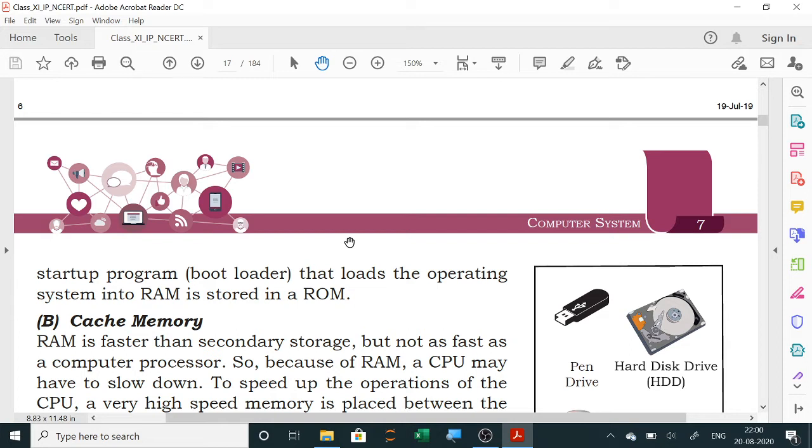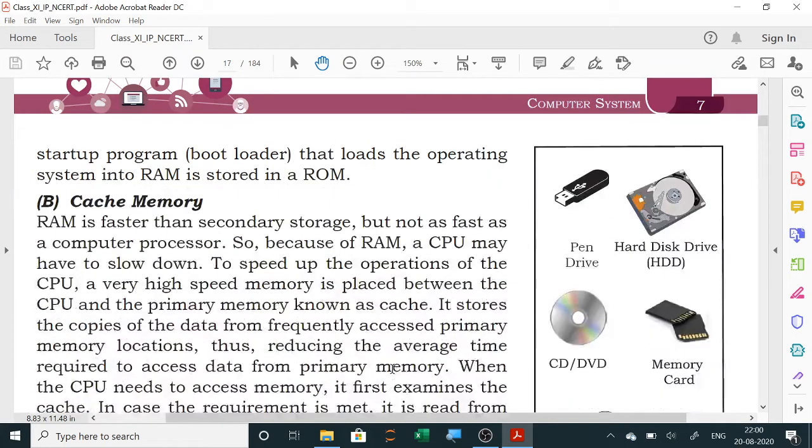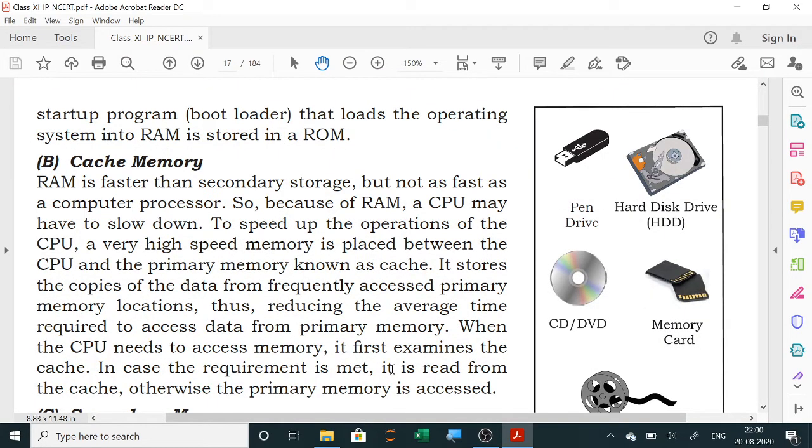Now next is cache memory. RAM is faster than secondary storage but not as fast as a computer processor. Computer processes very fast. So because of RAM, a CPU may have to slow down. To speed up the operations of the CPU, a very high speed memory is placed between the CPU and the primary memory, known as cache.